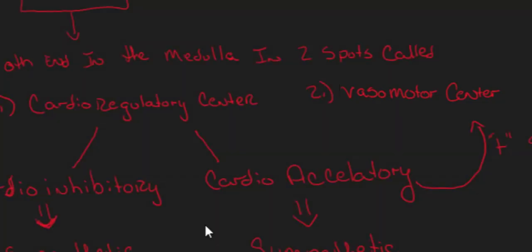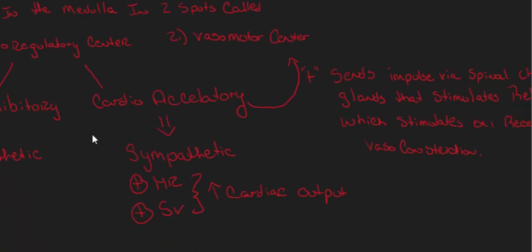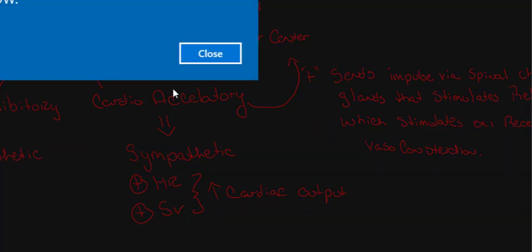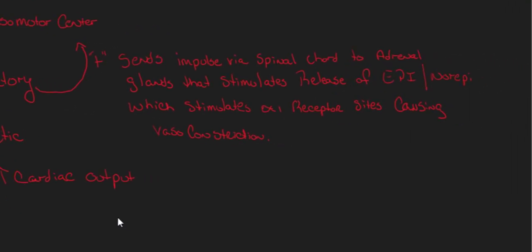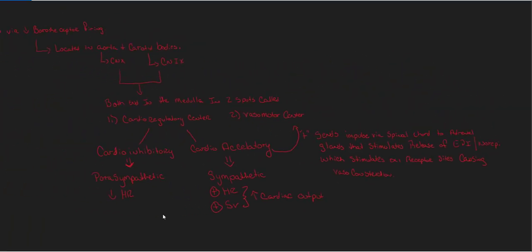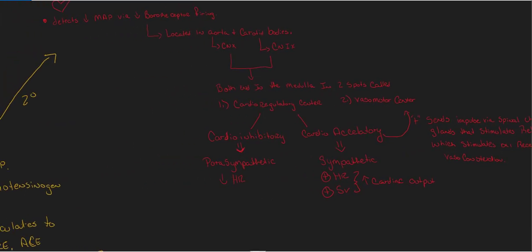So how does the vasomotor center get stimulated? Once the cardioexcitatory system is stimulated, it causes an immediate response to the vasomotor center. The vasomotor center stimulates an impulse down the spinal cord to innervate the adrenal glands, which stimulates the release of epi and norepinephrine. This then stimulates alpha-1 sympathetic receptor sites, causing vasoconstriction. So there's where your vasomotor system comes into play.